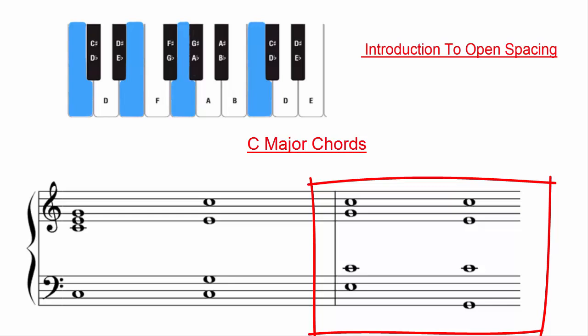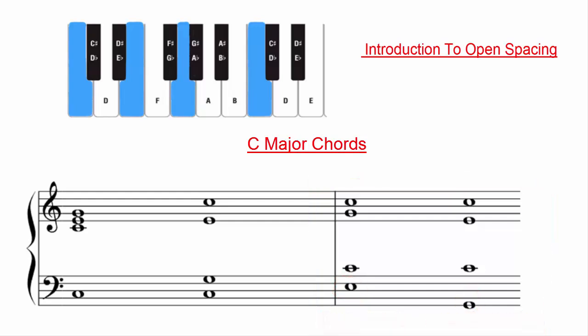However, the fundamental difference between these 2 is the note that is on the bottom. In one case, we have the E, or the 3rd, on the bottom, making it a first inversion chord, and in the other example, we have a G, or the 5th, on the bottom, making it a second inversion chord.